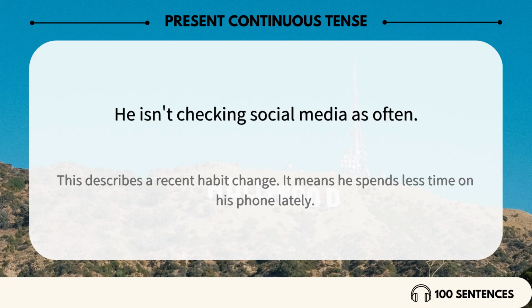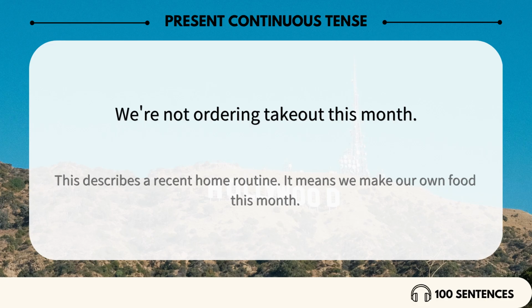He isn't checking social media as often. This describes a recent habit change. It means he spends less time on his phone lately. We're not ordering takeout this month. This describes a recent home routine. It means we make our own food this month.